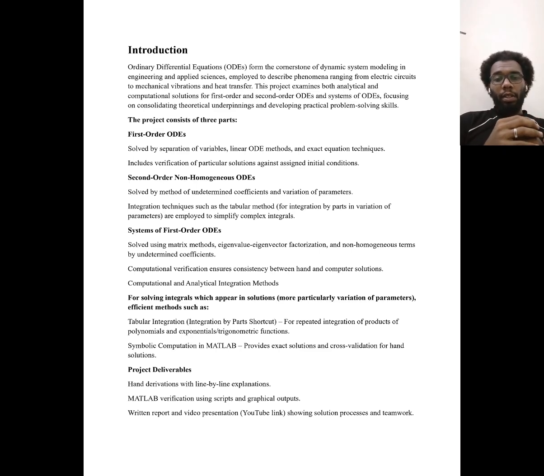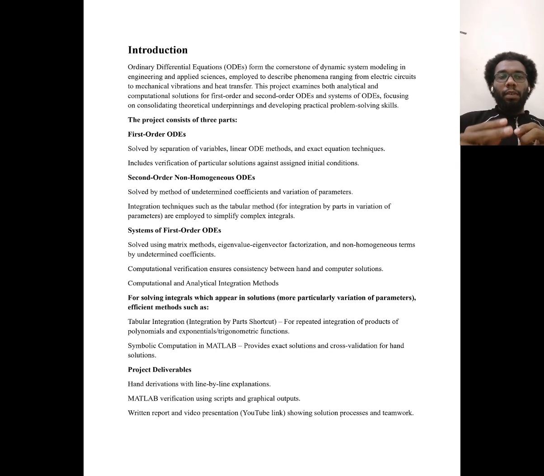The ODE is the ordinary differential equation, and it's very important in engineering and applied science because it helps describe how things change over time, such as electric circuits, mechanical movement, and heat flow. This project looks at how to solve both first order and second order ODEs, as well as systems of ODEs. It includes both exact and computer-based methods. The goal is to strengthen understanding of the theory and improve practical problem-solving skills.